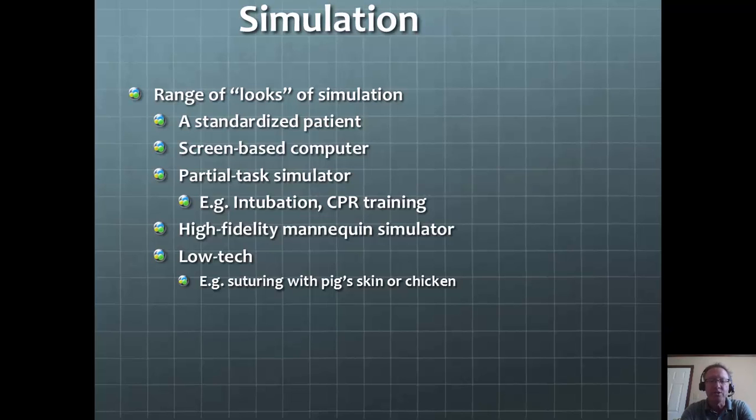Today, there are even high-tech fidelity mannequin simulators which can provide a range of simulated physiologic responses to particular medical interventions. And in addition, we can't forget the low-tech interventions. For example, many of us in medical school learned suturing just using simple things like pig skin or chicken skin in order to practice suturing. So this was also a form of simulation.